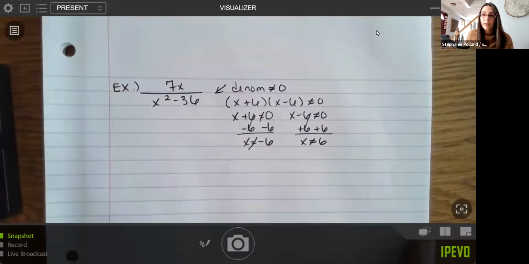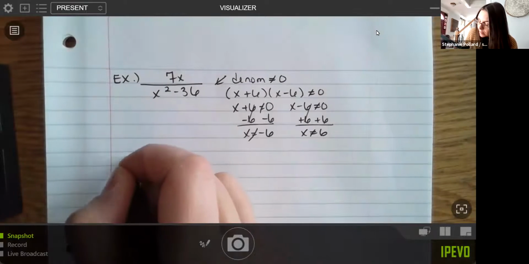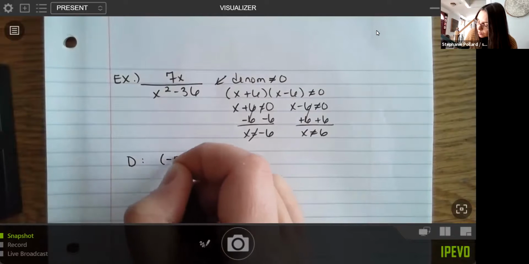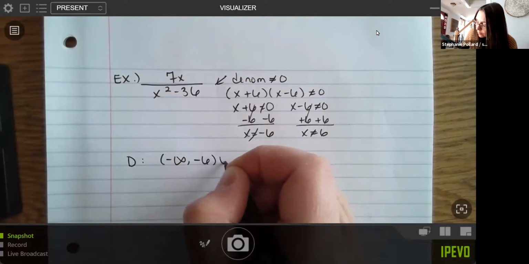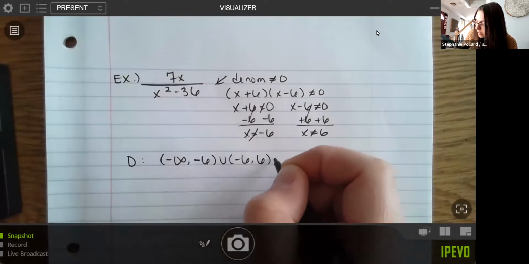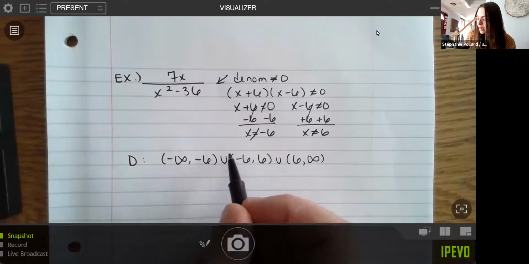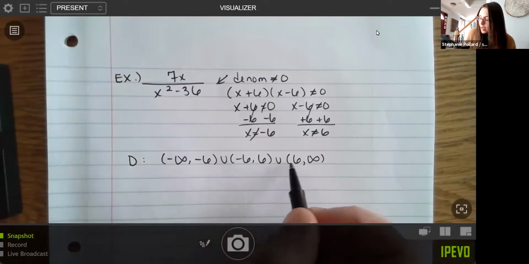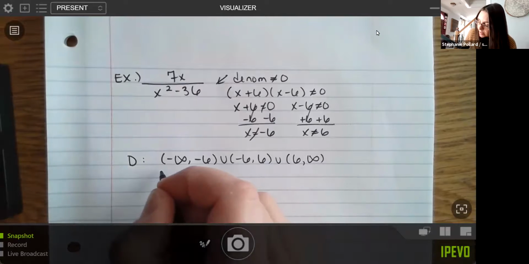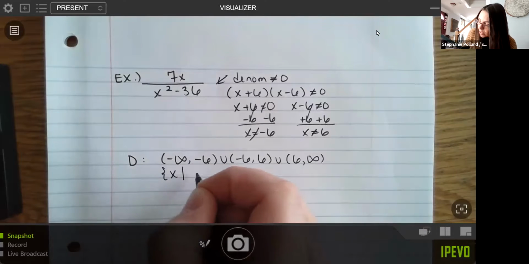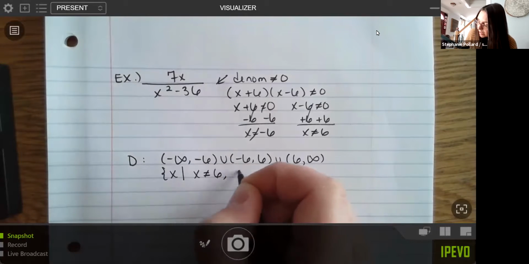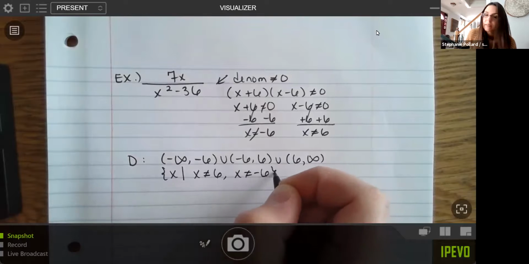And here I have two values to exclude. So my domain in this case would go from -infinity to -6, then from -6 to +6, and then from +6 to infinity. So I'm using interval notation here, and I am skipping over the -6 and the +6. If you were using set notation, you would write x such that x is not equal to 6 and x is not equal to -6.